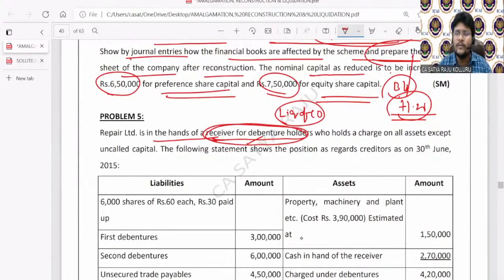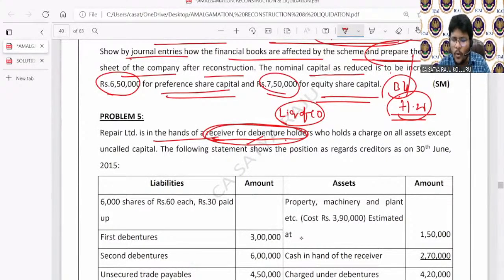Sir, what will he do? The receiver for debenture holders may sell a certain portion of the assets. He will realize it in the form of cash, which is available to make repayment to the debenture holders. Because the company is suffering huge losses, debenture holders may not have trust in the company affairs or the management. So to protect their interest, debenture holders appoint one person, known as the receiver for debenture holders. On behalf of debenture holders, he will be the receiver.